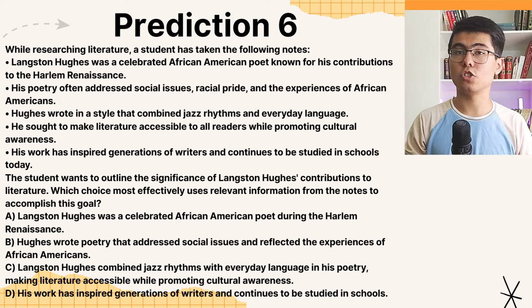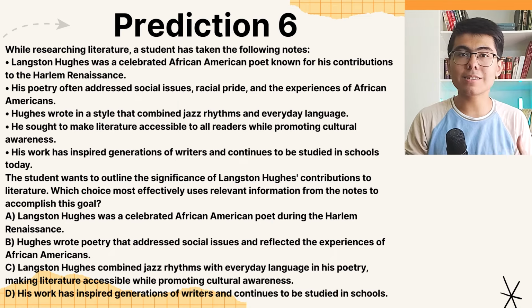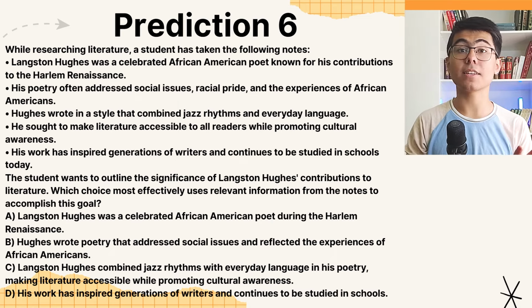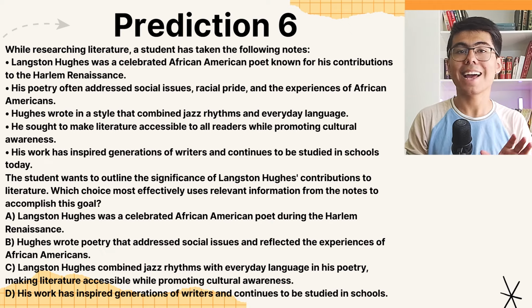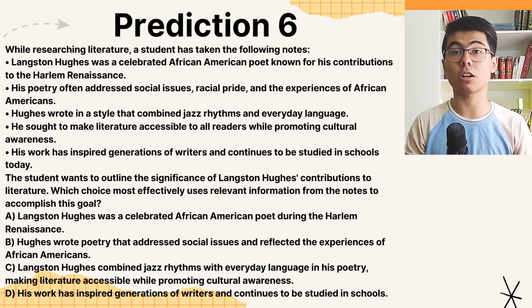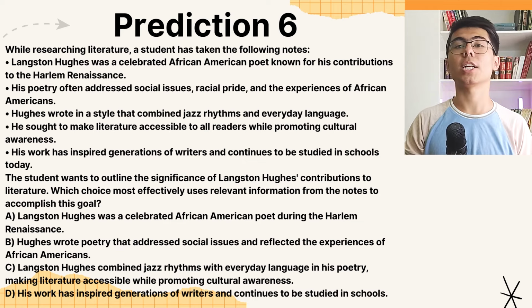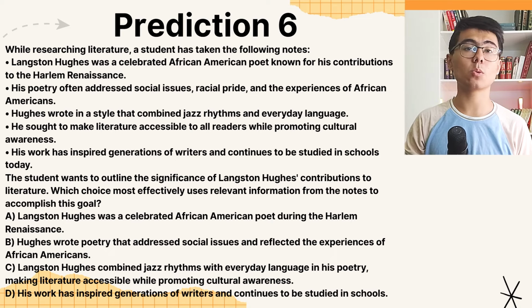Choice C combines jazz rhythms with everyday language in his poetry, making literature accessible while promoting cultural awareness. So this seems to hit the significance point because it explains how he influenced literature stylistically and also culturally. Now, choice D mentions inspiration for generations and being studied in schools.